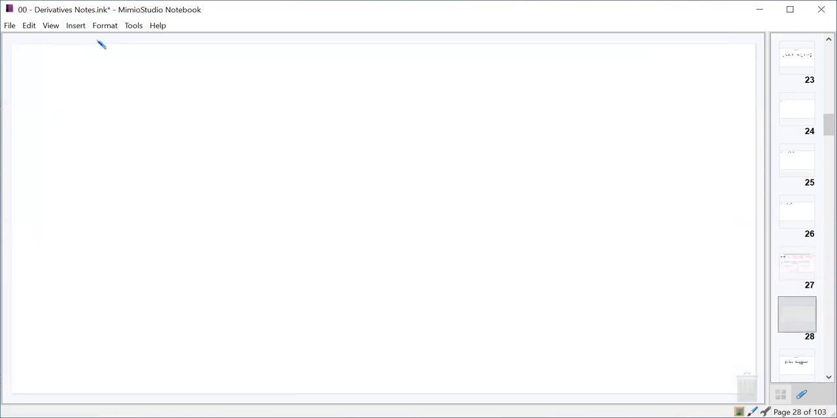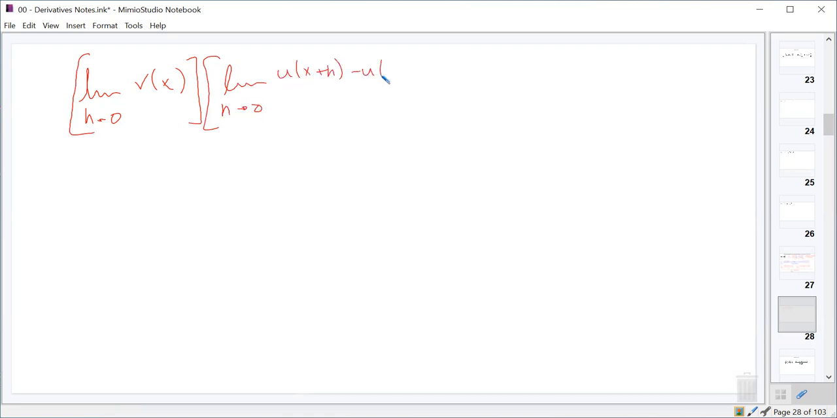So this first part, the limit as h approaches 0 of v of x, is just going to stay as is. And then we're going to multiply that by a limit as h approaches 0 of u of x plus h minus u of x, all over h.